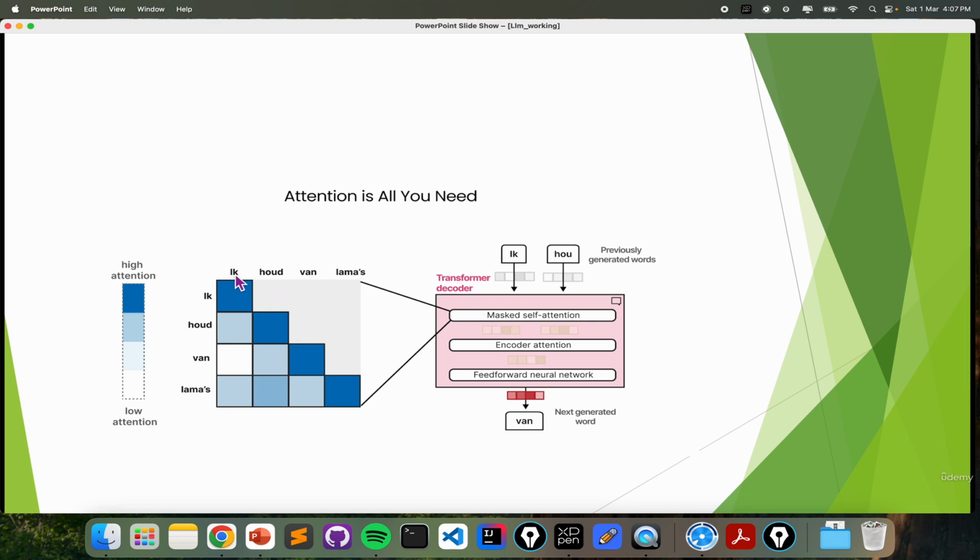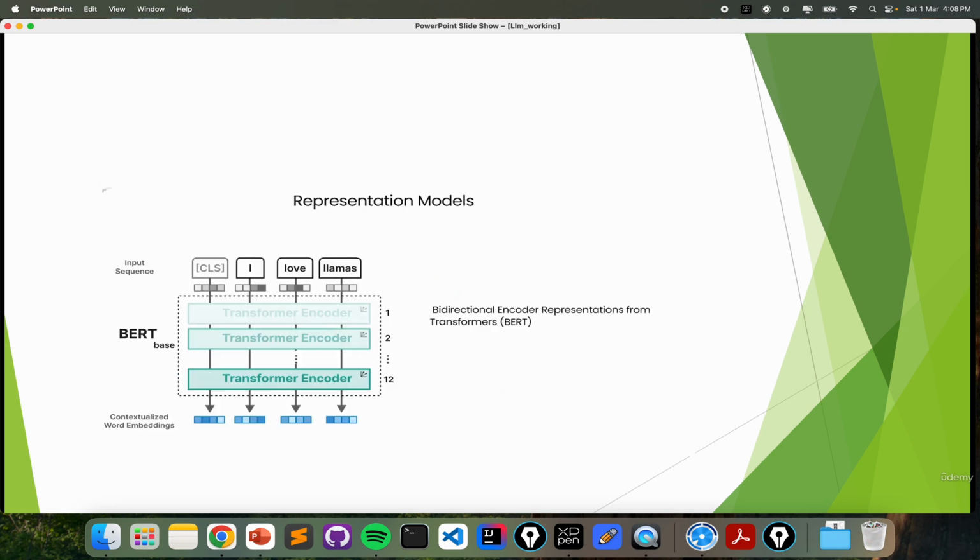Suppose it has read only the first word. It will use this word only. It will not think about what the next word will be; that would not be masked self attention. It will just mask it out. It will not know that this word exists. It will use these words as well as the whole encoder output to predict the next word. This is all about masked self attention. So this is all about the encoder-decoder transformer.